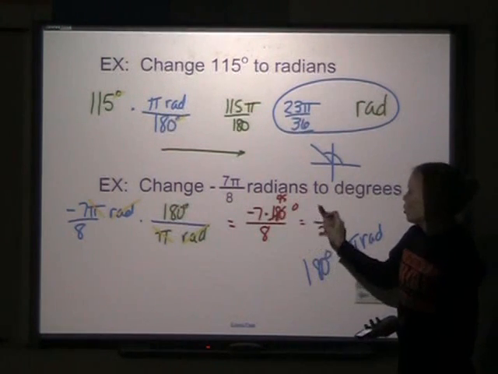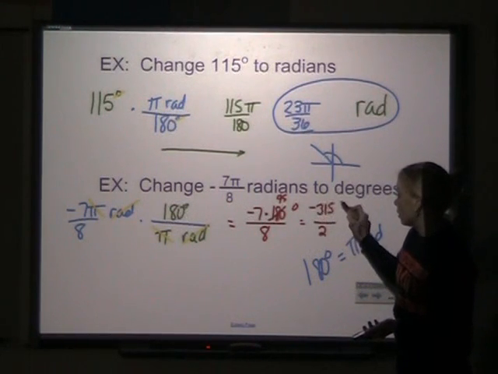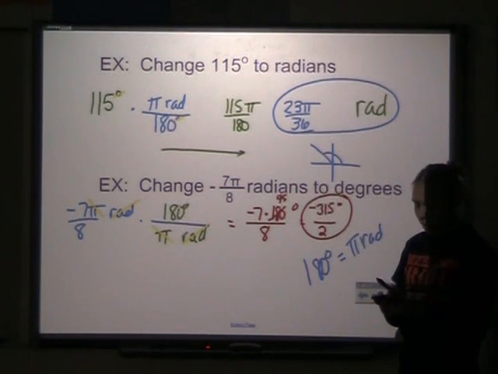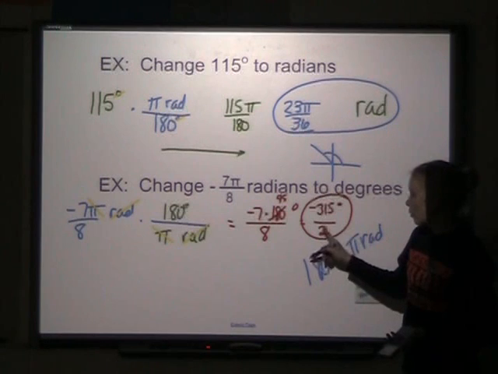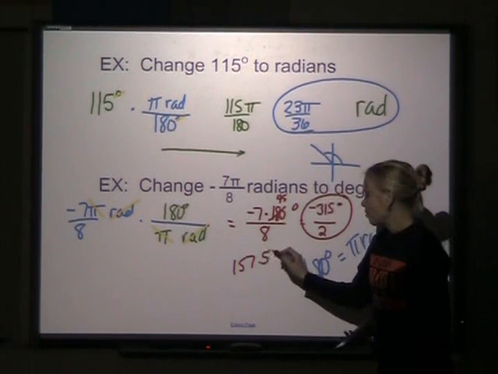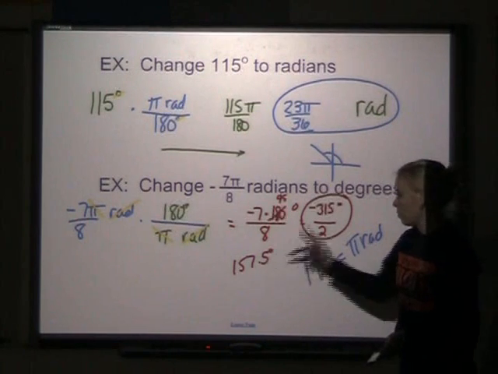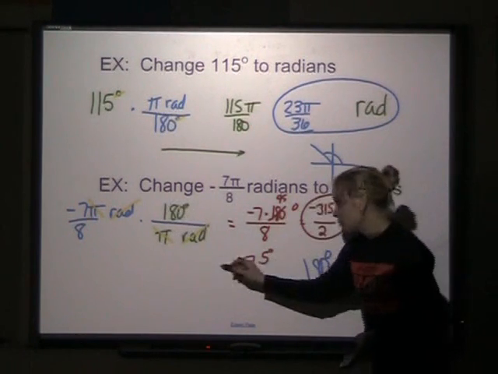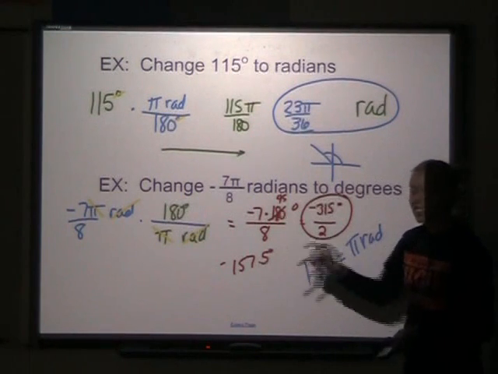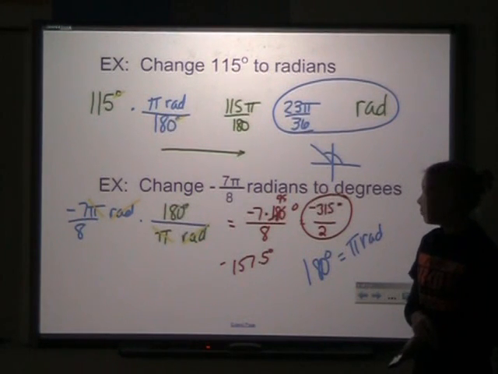Now again, you could use your calculator, and in degrees, it's okay to write that as a decimal. So if you want to write it this way, or 157.5. Now, this is a very common mistake when we go to write it as a decimal. I forgot that negative, so don't forget to check. If it's a negative, that tells me the direction. So this is still going to be negative. Okay?